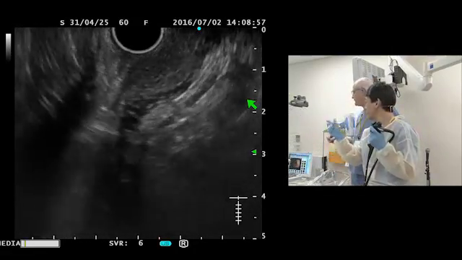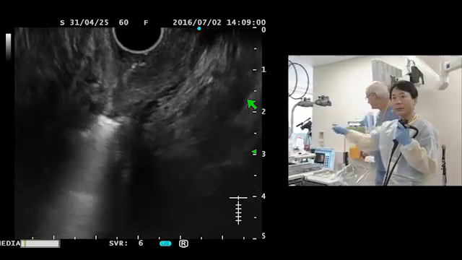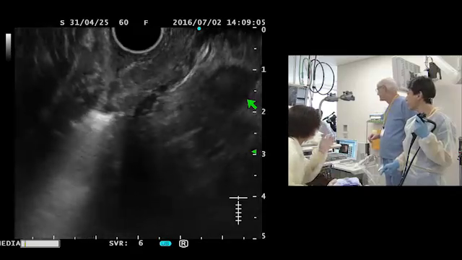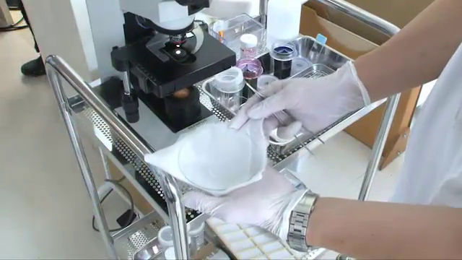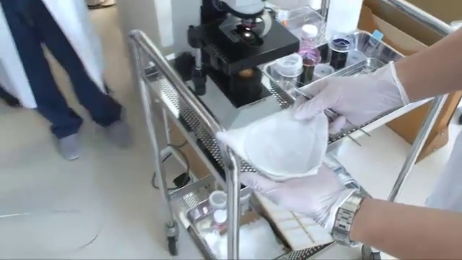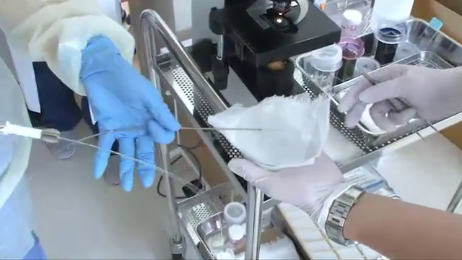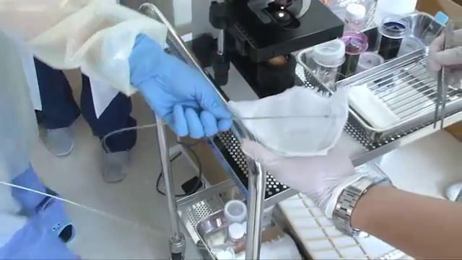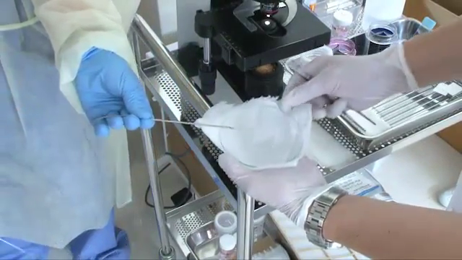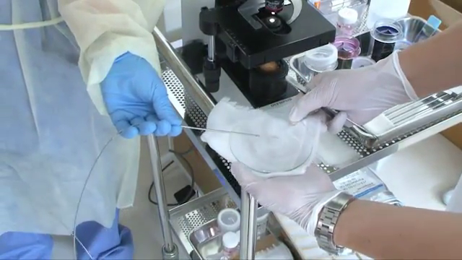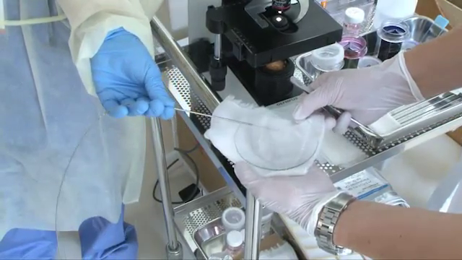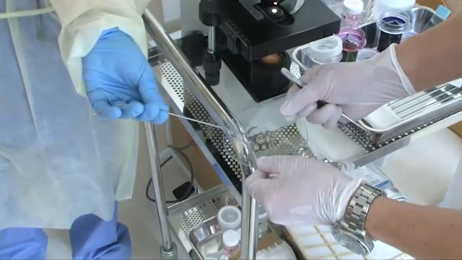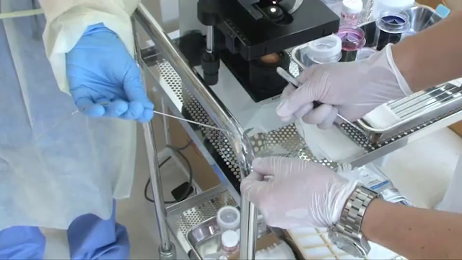Do we have a camera to show the specimen or no? Impossible, I think. Okay. I think it was fairly soft. The lesion was fairly soft. Agree? Yes.